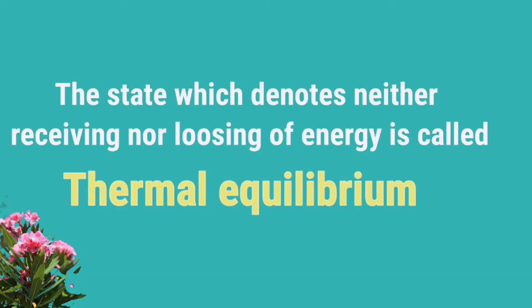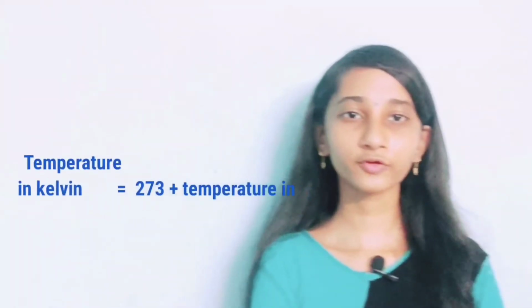For example, think there are 2 beakers, beaker A and beaker B. Both contain water, but the temperatures of the 2 are different. One is 50 and one is 30 degrees Celsius. Now this is a thermodynamic system. Both are kept in thermal contact. Hence the heat of the hot body will flow to the cold body. Hence the cold body temperature increases and the hot body temperature decreases. This is what we scientifically call thermal equilibrium. It means a state which denotes either receiving or losing of energy. This is a small definition for temperature.